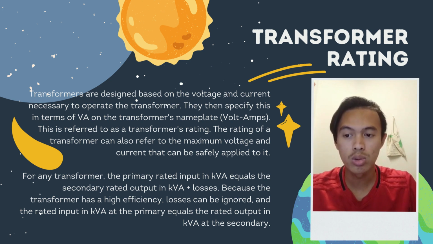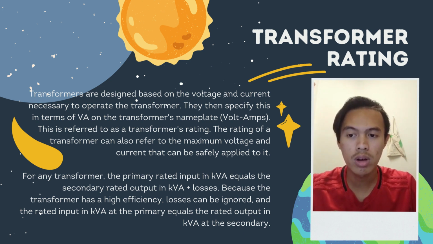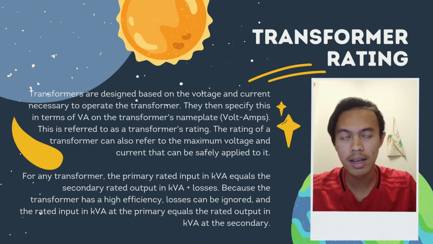So there are two types of loss in the transformer. First, the constant loss, often known as the core loss, is determined by voltage. Second, the variable loss, often known as the ohmic loss, depends on current. As a result, total loss is determined by voltage and current. Because transformer rating is determined by the loss, and loss is determined by voltage and current, transformer rating is determined by the voltage and current.